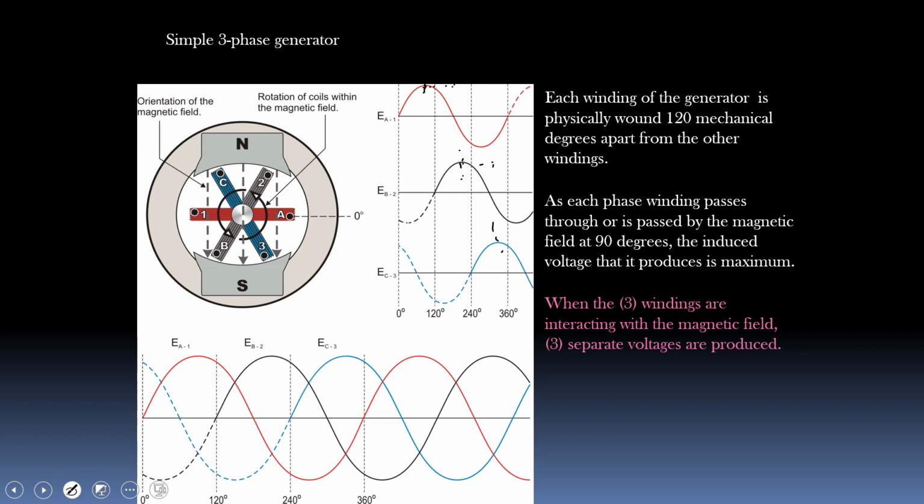And so if we lay those on top of each other, we can see the 3 voltages laying on top of each other, A, B, and C. And we see that they generate 3 voltages 120 degrees apart. So when the 3 windings interact with the magnetic field, 3 separate voltages are produced, and those voltages are 120 electrical degrees apart. Each voltage reaches its 0 and its maximum value 120 degrees apart from the other 2 voltages.